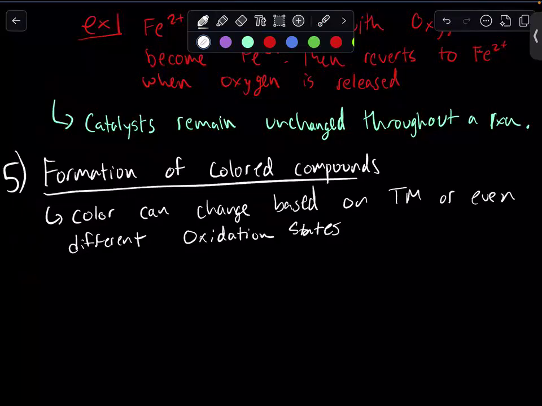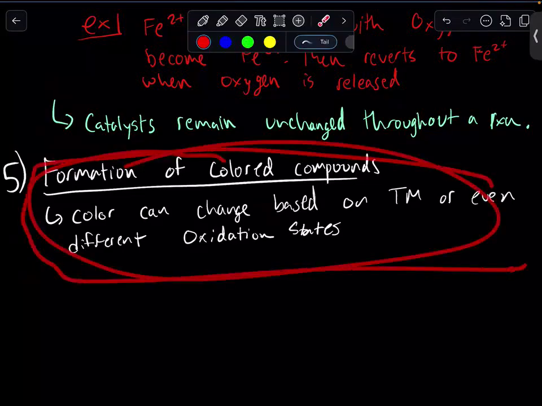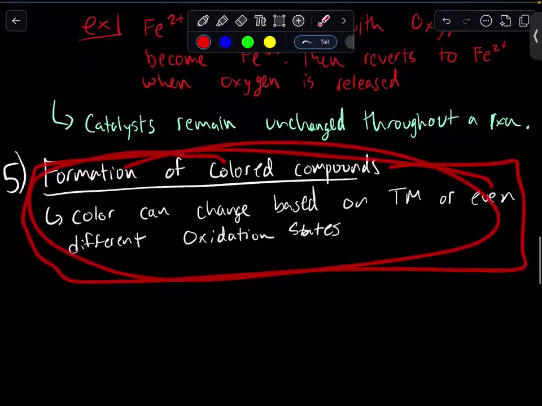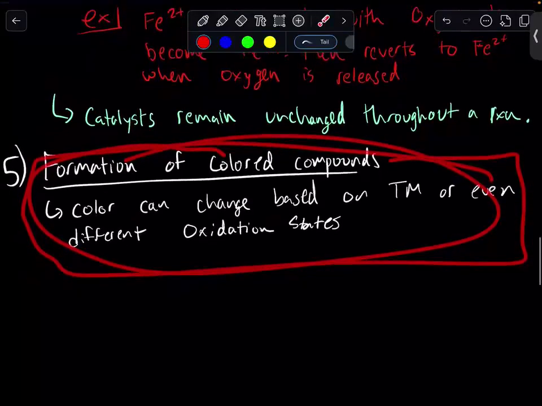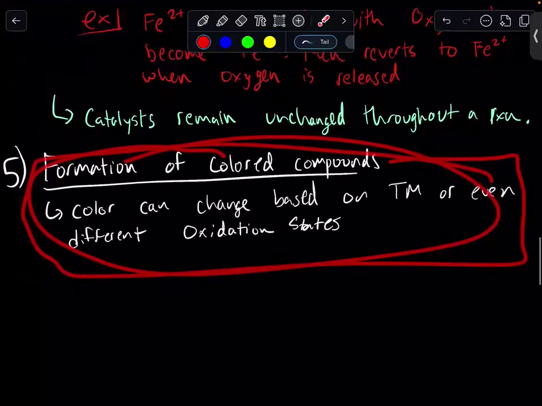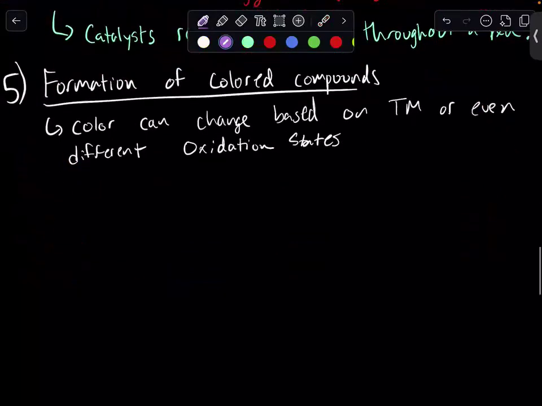We're going to go into much more detail about this a bit later after we go over bonding, same thing as I mentioned before. So we'll come back to how the light interacts with the D levels to create these different colors, but that won't be for quite a few lessons. So for now, just know that one of the properties is colored compounds.